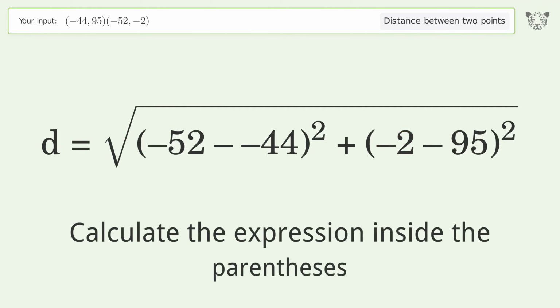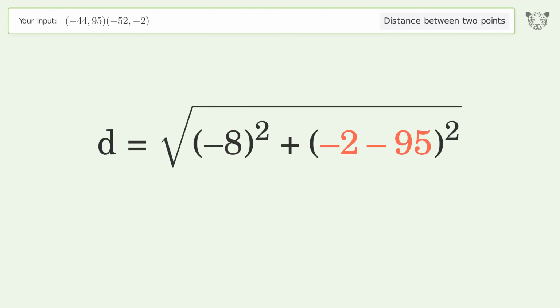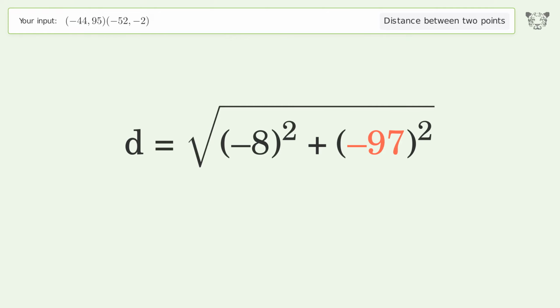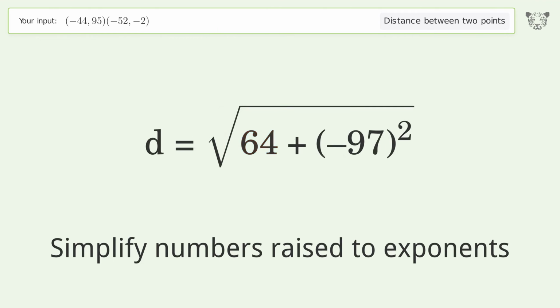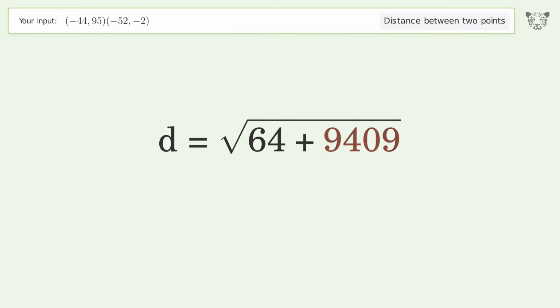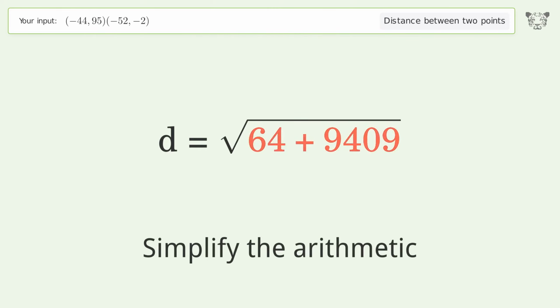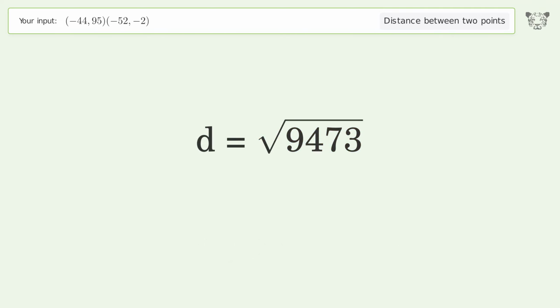Calculate the expression inside the parentheses. Simplify numbers raised to exponents. Simplify the arithmetic. And so the distance between the 2 points is the square root of 9,473, or 97.329.